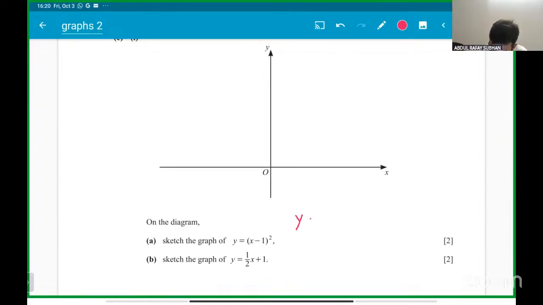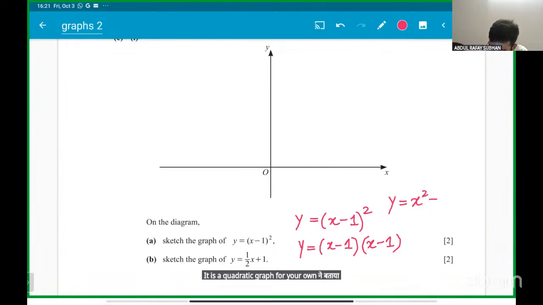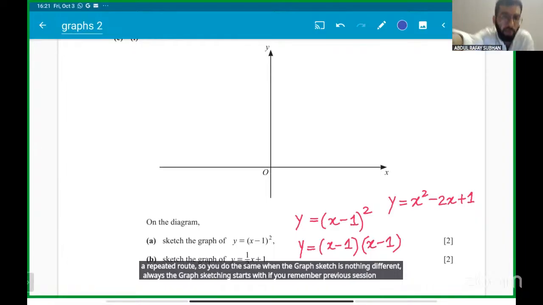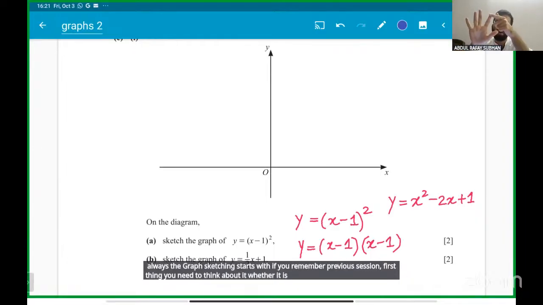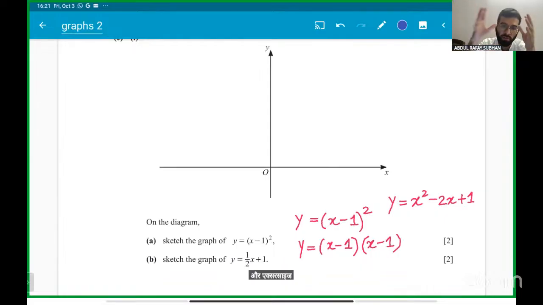Sketch the graph of y equals x minus 1 whole squared. It means x minus 1 times x minus 1. It's a quadratic graph. For your own satisfaction, you can multiply. You will realize it's a quadratic graph with only one solution. It's a repeated root. So you do the same. Graph sketching always starts, if you remember the previous session, with thinking about which graph it is: reciprocal, cubic, quadratic, linear, or exponential.